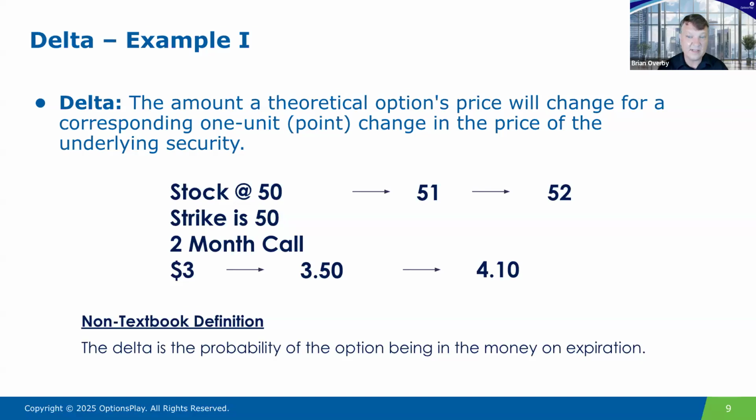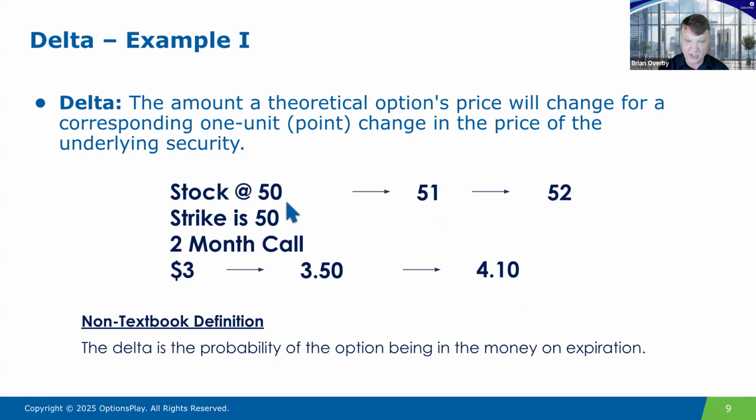But what if it's not at the money? What if the stock is now at 51? Well, what happened to the probability of it finishing at least 1 cent in the money? It just increased, right? It just went up. So guess what? Delta went up with it. In the first point movement, the delta was 50. In the second point movement, the delta was 60.